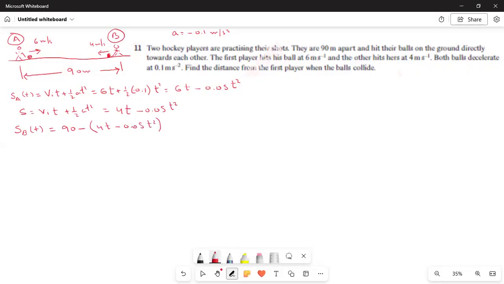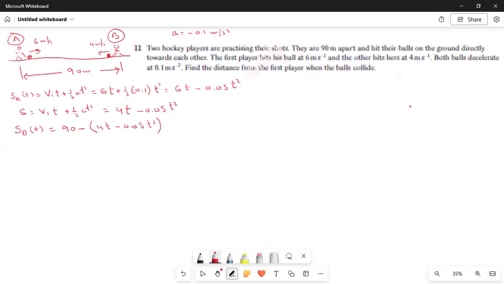Does it make sense? Because when time is 0, this part is 0, so the distance is 90 meters. And as time is increasing, this distance is becoming smaller and smaller. So the distance of ball A is increasing with time, and the distance of ball B is decreasing with time. At some time they are at the same distance, so they will meet each other. That's when they meet each other.